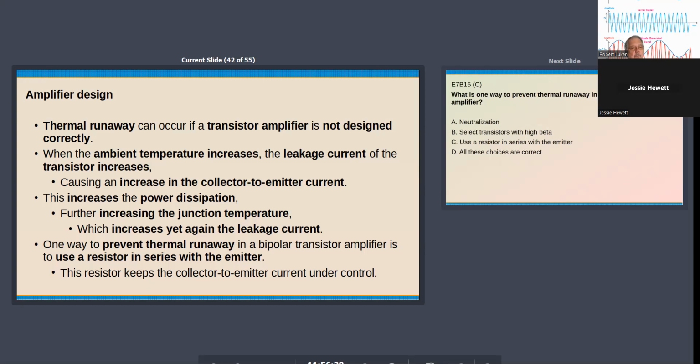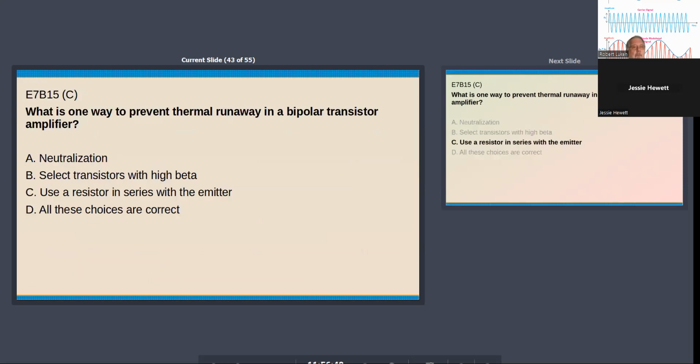One of the ways you design the circuit is to put that resistor in with the emitter. It will limit the amount of current increase and help stabilize it. So there are several reasons for those emitter resistors. So what's one way to prevent thermal runaway in a bipolar transistor amplifier?